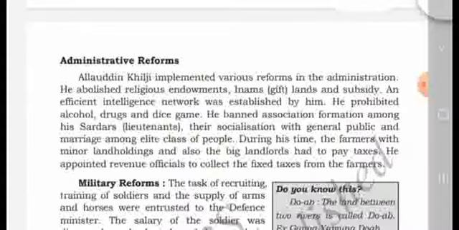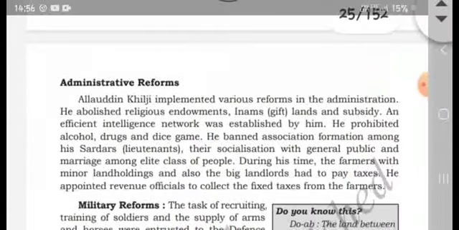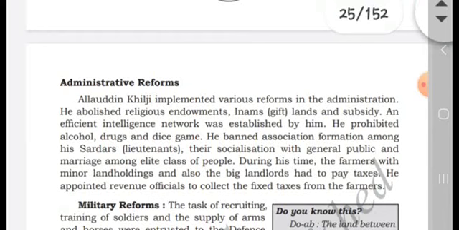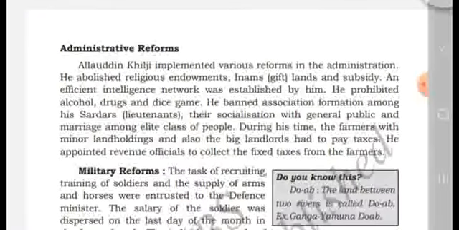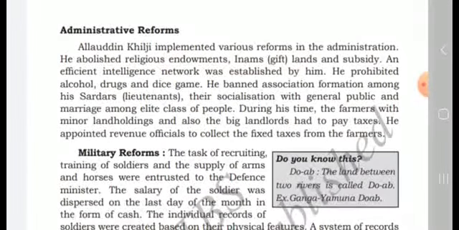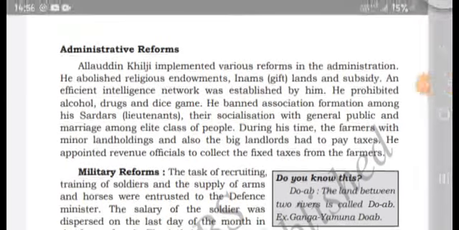So, administration. Religious endowments, enhanced gifts, lands, and subsidies, and an efficient intelligence network were established by him. He prohibited alcohol, drugs, and dice games, and he banned association formation among the Sardars. During this time, farmers with minor landholdings and also those with big landholdings had to pay taxes.